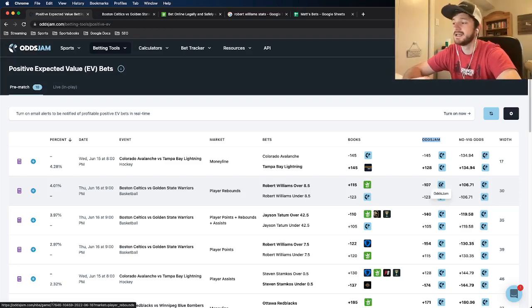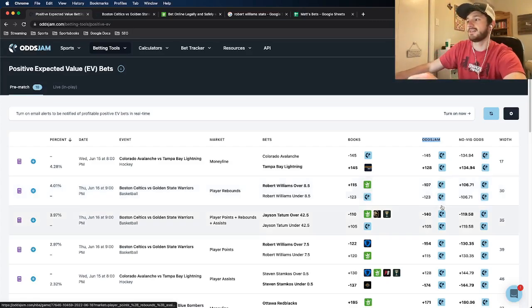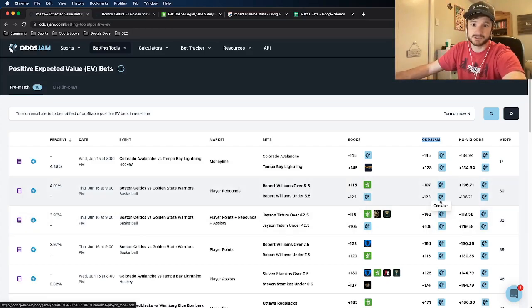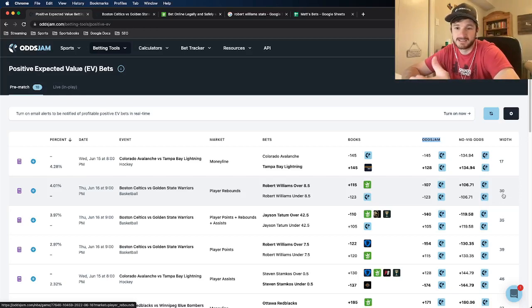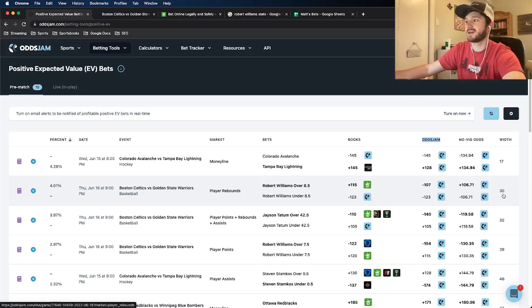The OddsJam line prices this at minus 107, as you can see here. The other side of it is priced at minus 123. So you add those two numbers, and it gives you a market width of 30. Market width is essentially a way to measure confidence in the line. The more confident the OddsJam line is in what they're pricing, the lower the market width is going to be.